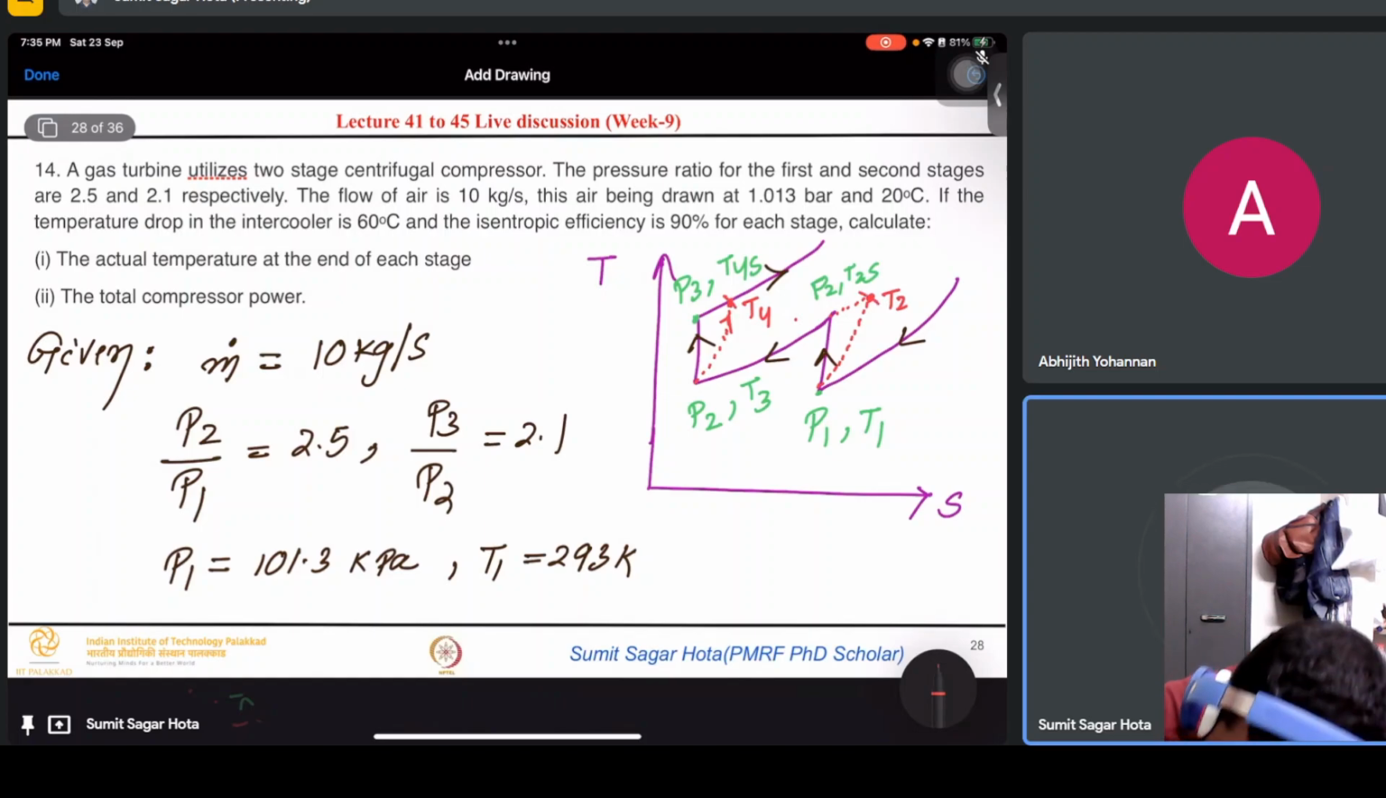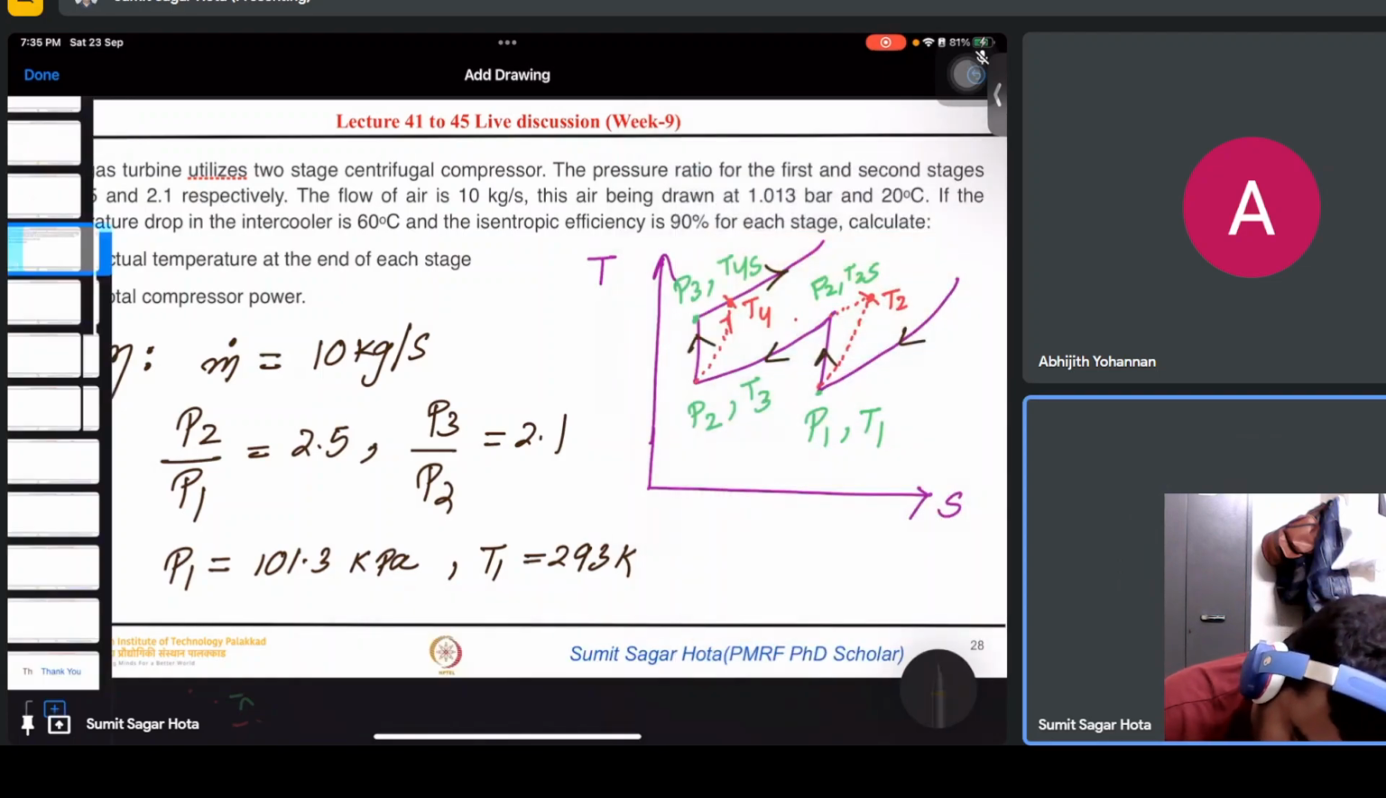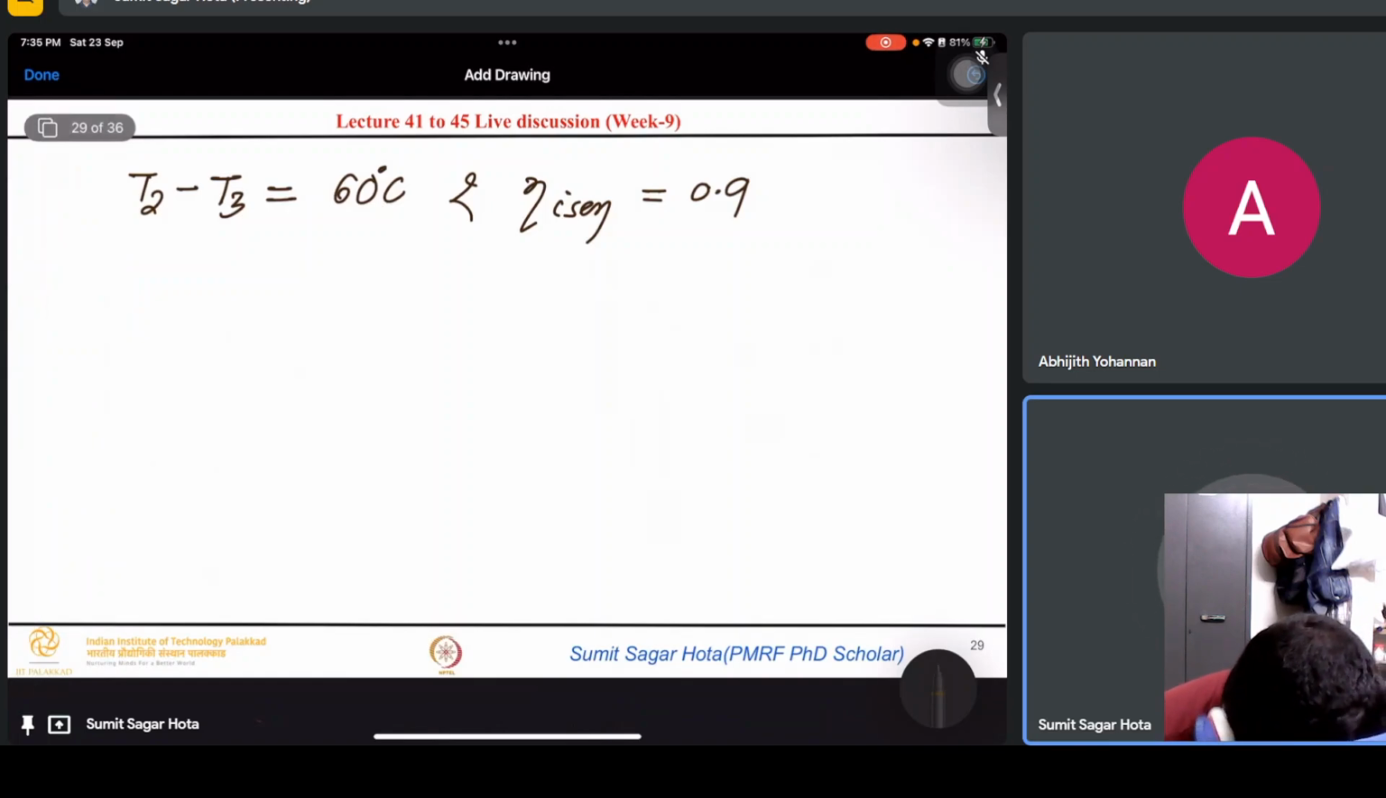Okay, T2 and T4. Now because 2 to 3 is the isentropic process, T4s will be the case. Similarly, 1 to 2 is isentropic and T2 will be the actual. Here you should note that in the question, the difference means don't take the isentropic difference, it's the actual difference, T2 minus T3. Okay, so now go to the solution.